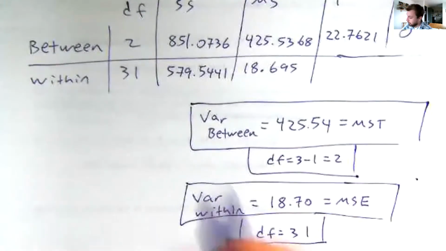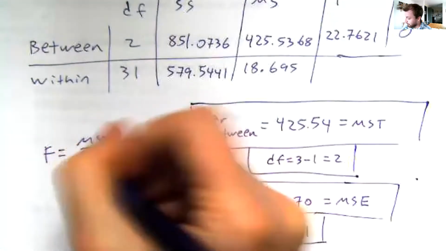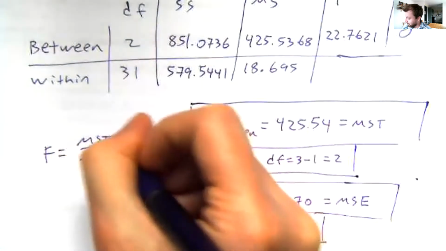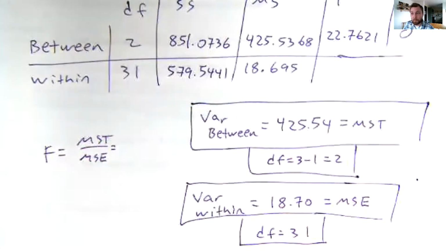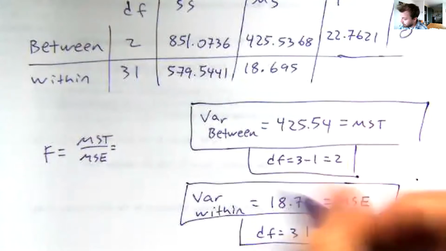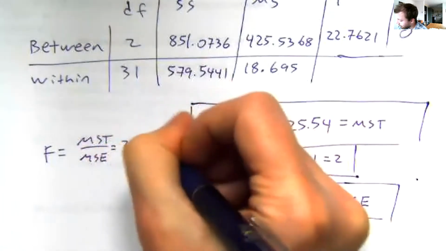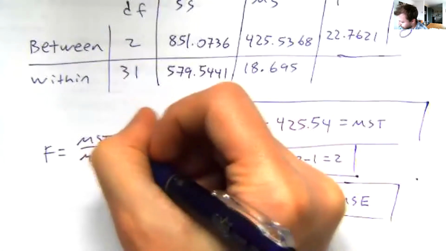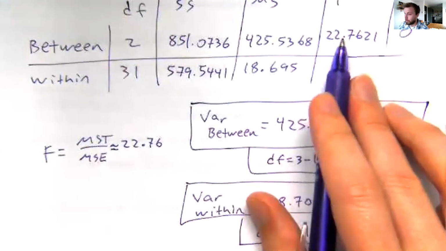If I divide my MST by my MSE, so I'm just going to divide these two numbers, and I hit enter, dividing 425.54 by 18.7, I end up getting something like 22.76 or so, which again is matching up with the table. It's giving me an F score of 22.76.